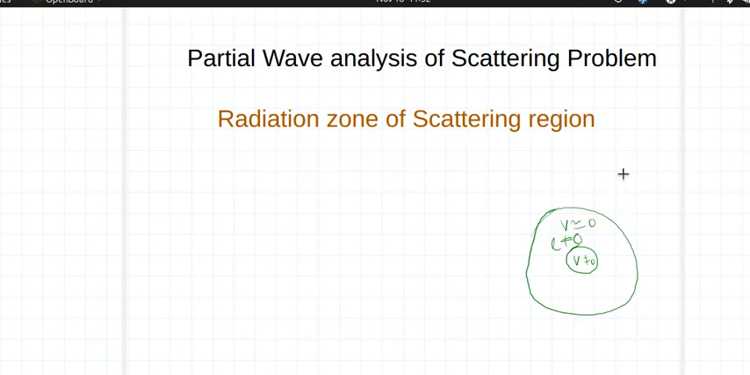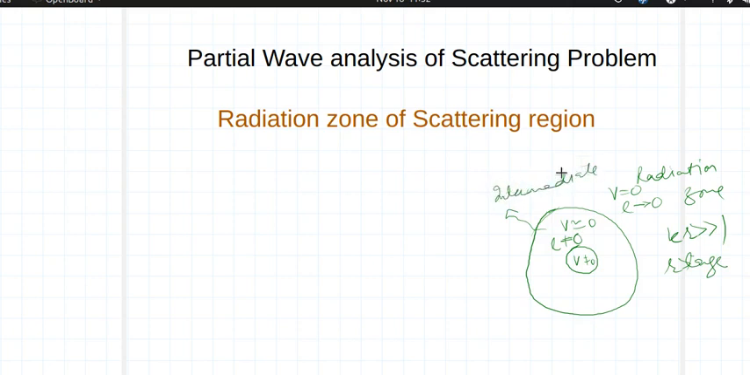Another region outside this, we call it the radiation zone. Here potential is also 0 and the contribution of L is also 0. So this is known as radiation zone, and here the value of Kr is very much greater than 1, meaning r is very large. The middle region we call the intermediate region, and the inner region is where the potential is non zero.